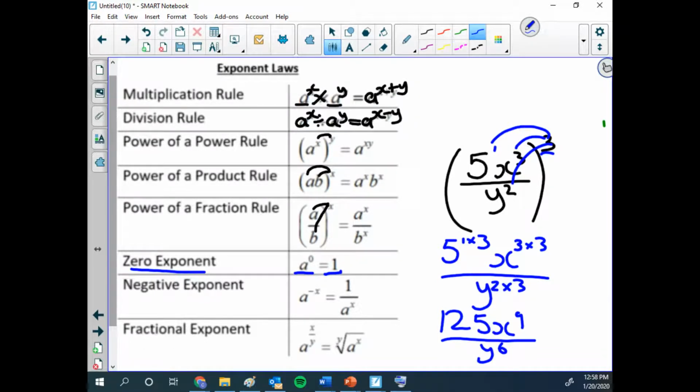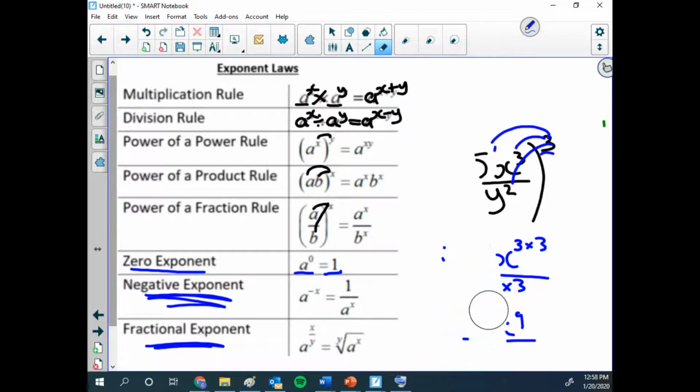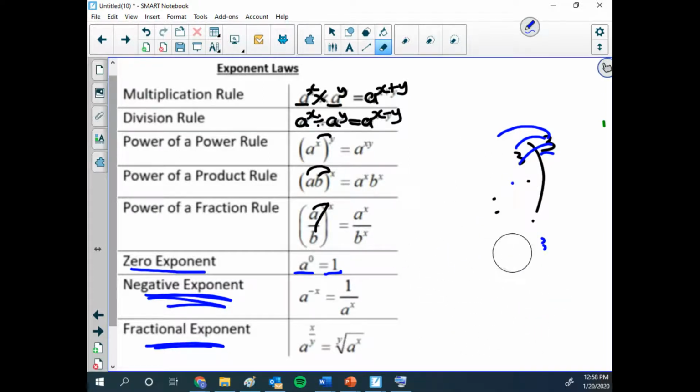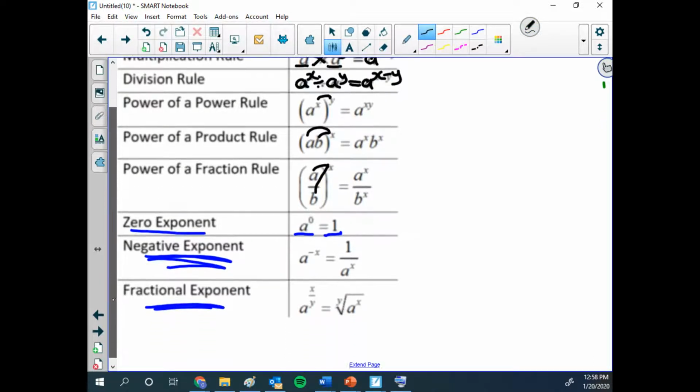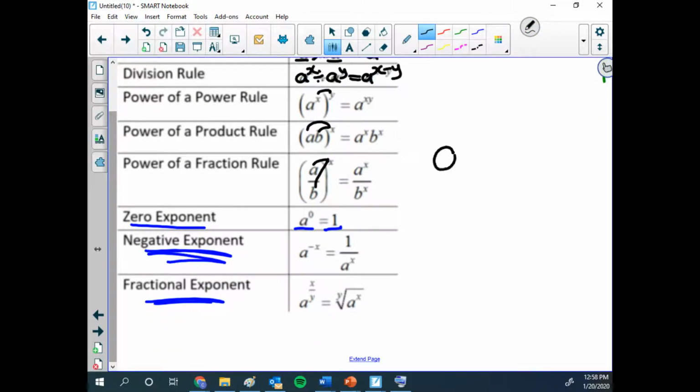The new exponent laws that we introduced this year are the negative exponent law and the fractional exponent law. So I'll take a look at both of those briefly, and then we take all of these exponent laws and combine them in a few questions. So first of all, the negative exponent law is saying if I have a negative exponent, to make that negative exponent positive, what we do is we take the reciprocal.